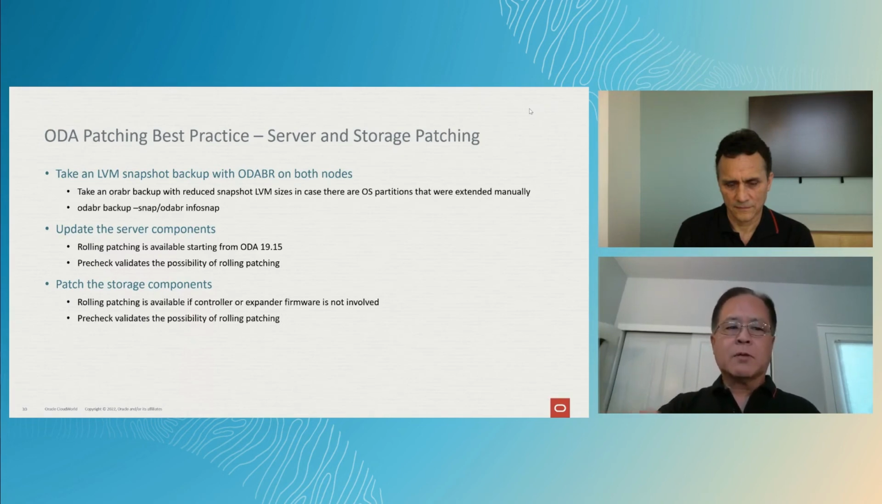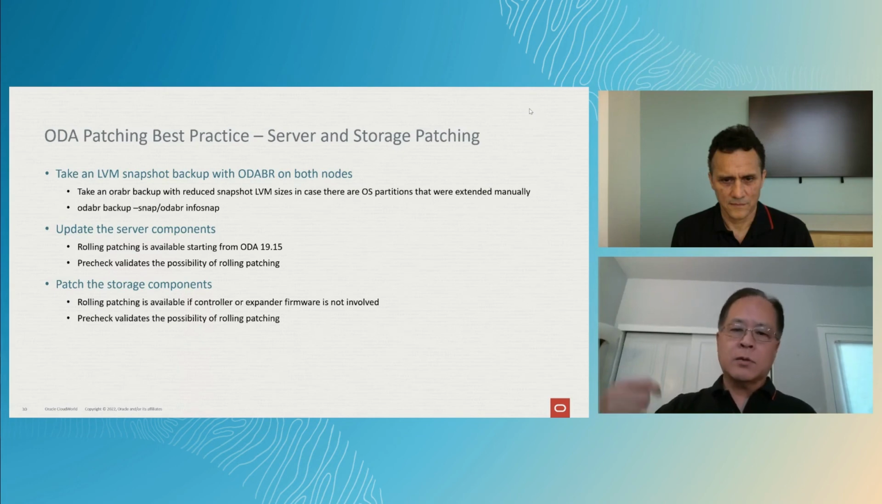The steps to do this are to take a logical volume snapshot with the ODA BR tools on both nodes. This takes a copy of the system or boot disk image. In case your patching has issues, you can always revert back to your pre-patch state and continue operation rather than being impacted if anything happens during patching.